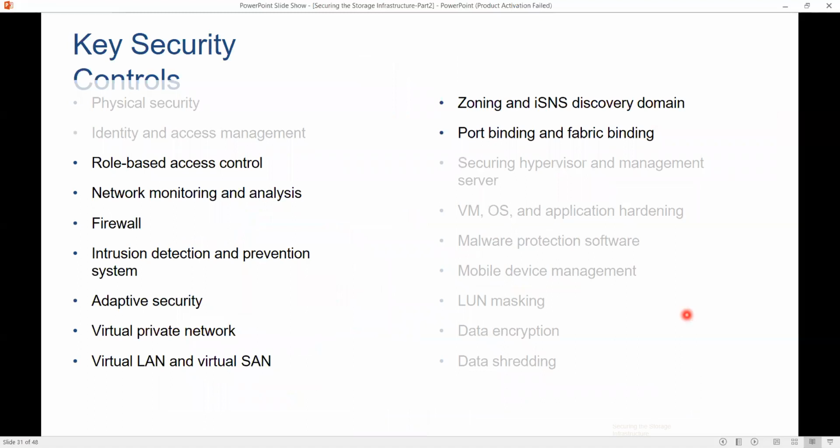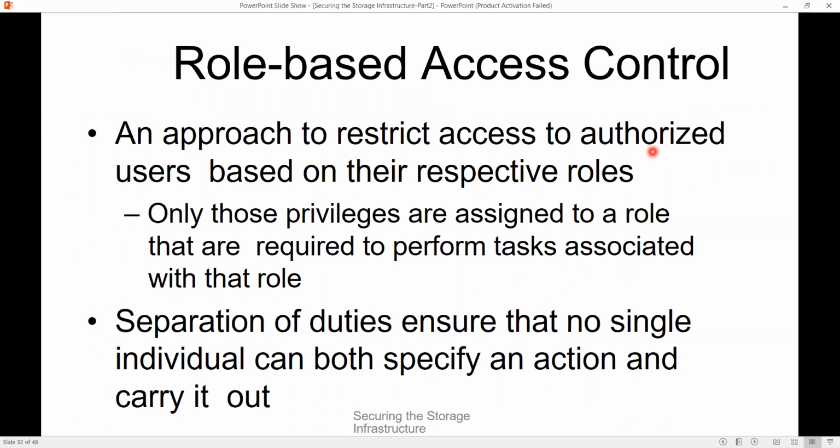Okay, then in the key security controls, we have role-based access controls, network monitoring and analysis, firewall, intrusion detection, adaptive security, VPN. Then we have zoning and SNS discovery domain, and then port binding and fabric binding. So these are very small topics. You will get these topics easily.